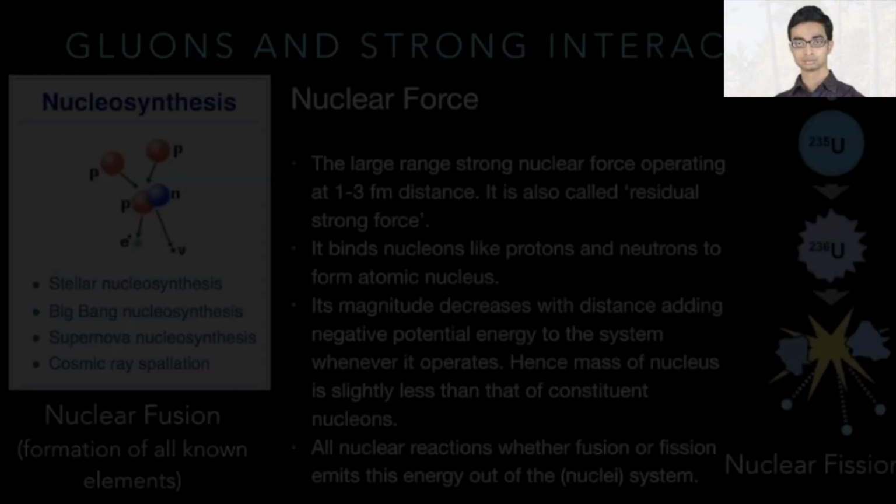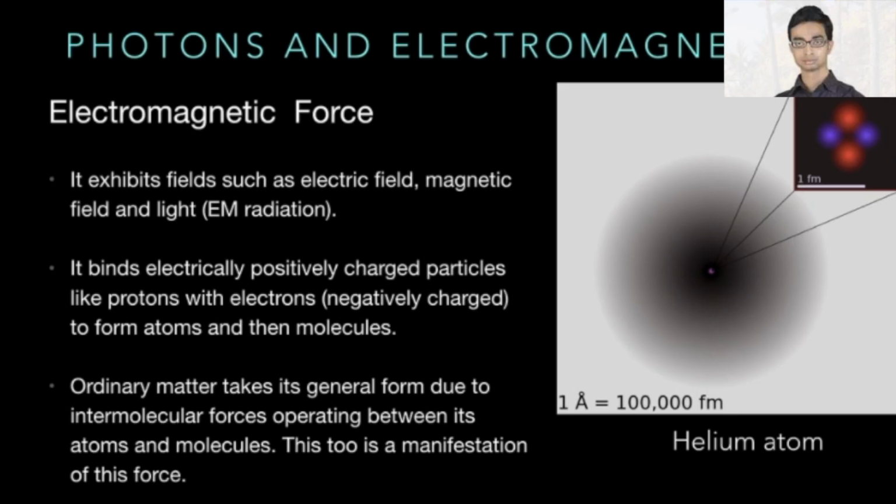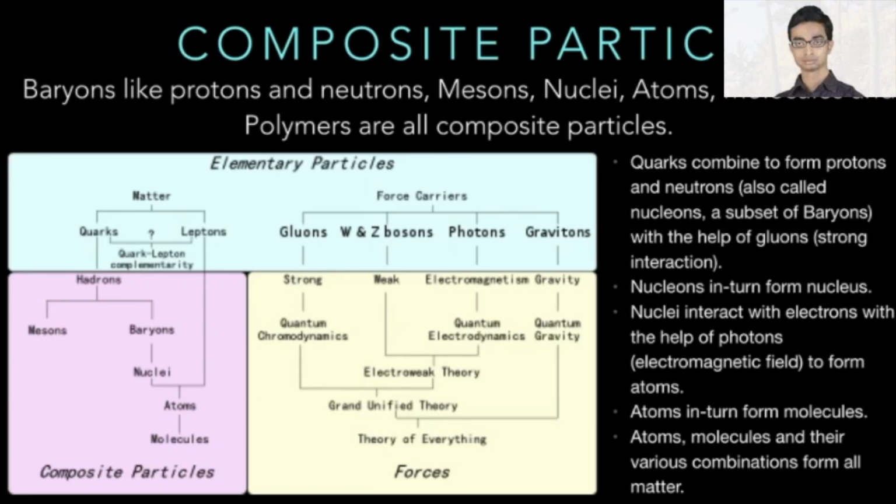Photons give rise to electromagnetic force field and is responsible for interactions of particles that carry electrical charge like electron and proton. It thus forms atoms and then also molecules. Overall, it dictates the general form of all matter and enables us to see them as well. Particles like proton and neutron are called composite particles, as they are made up of two or more elementary particles. Similarly, atomic nucleus, atom, and molecules are all composite particles.